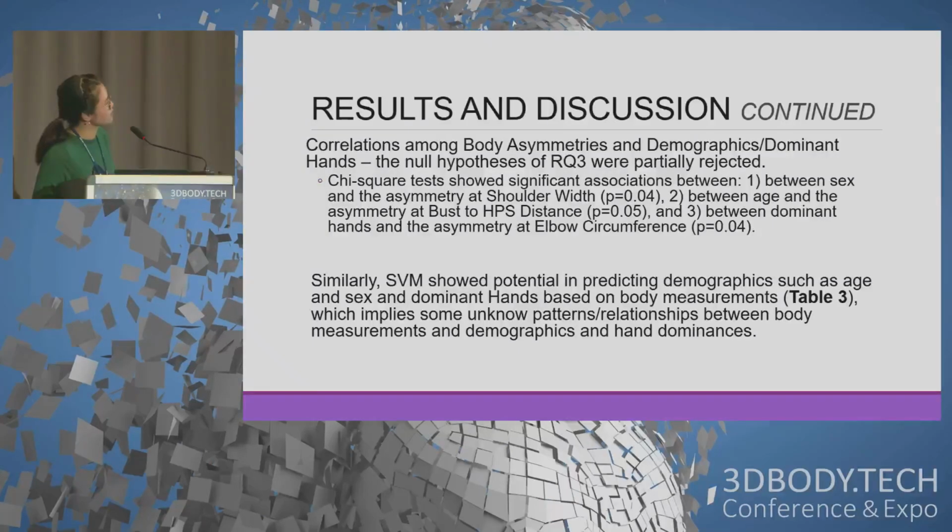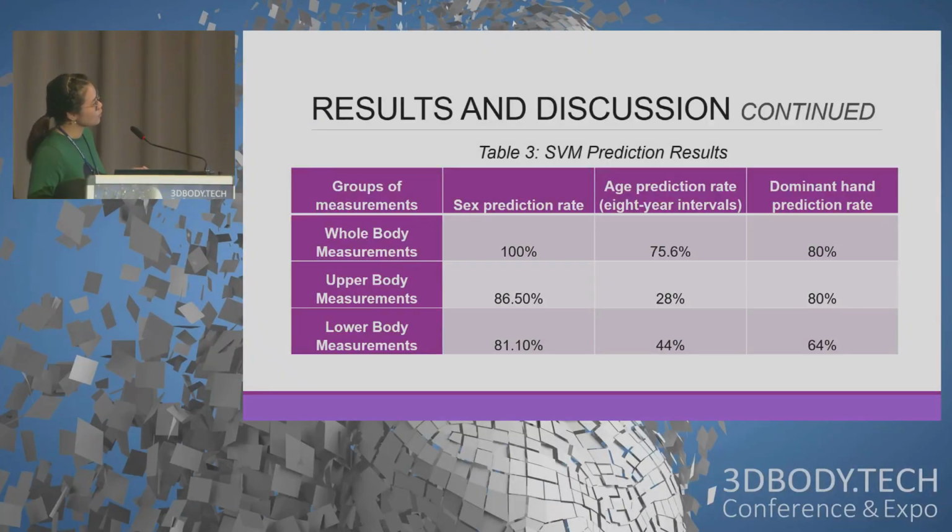The null hypothesis of this research question was partially rejected. When we use all the 22 pairs of body measurements to predict sex, the accuracy rate is actually 100%. In terms of age, if we use whole body measurements to predict age, the success rate is 75.6%. Dominant hand prediction rates were as high as 80% if we use whole body measurements.